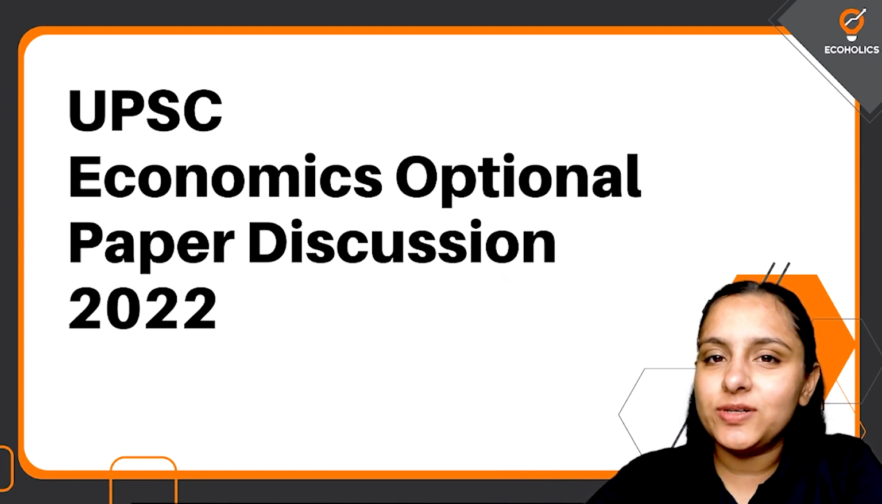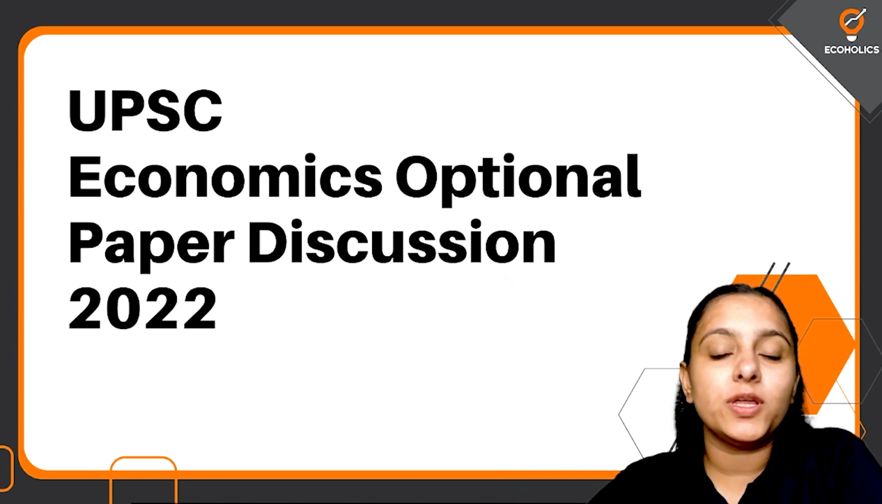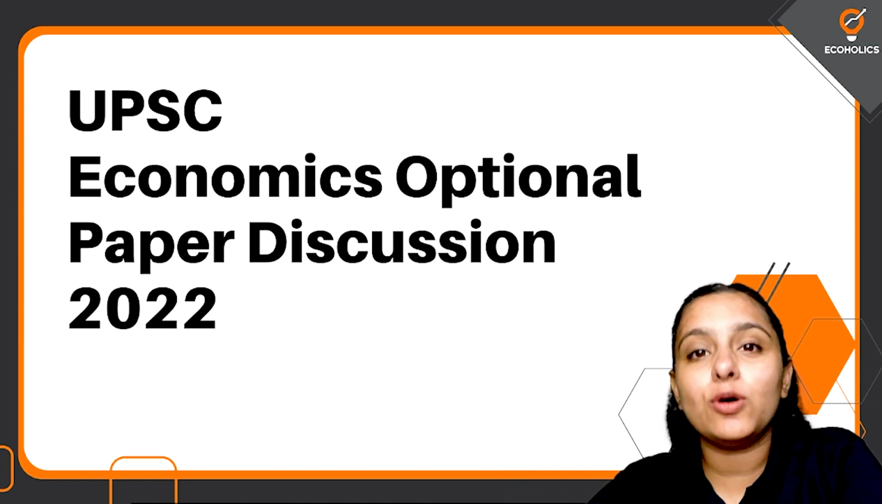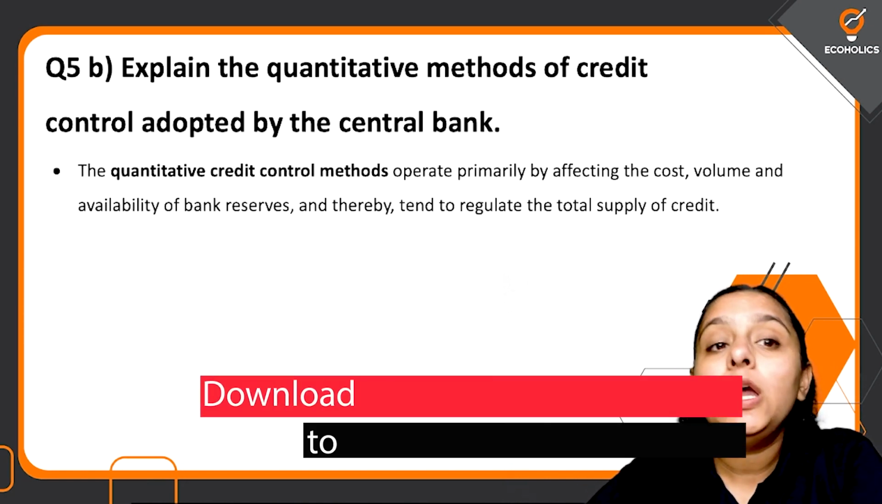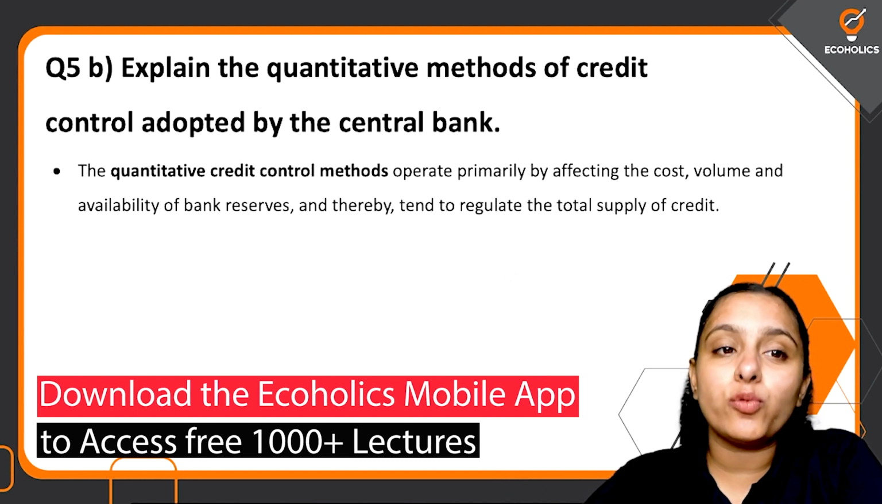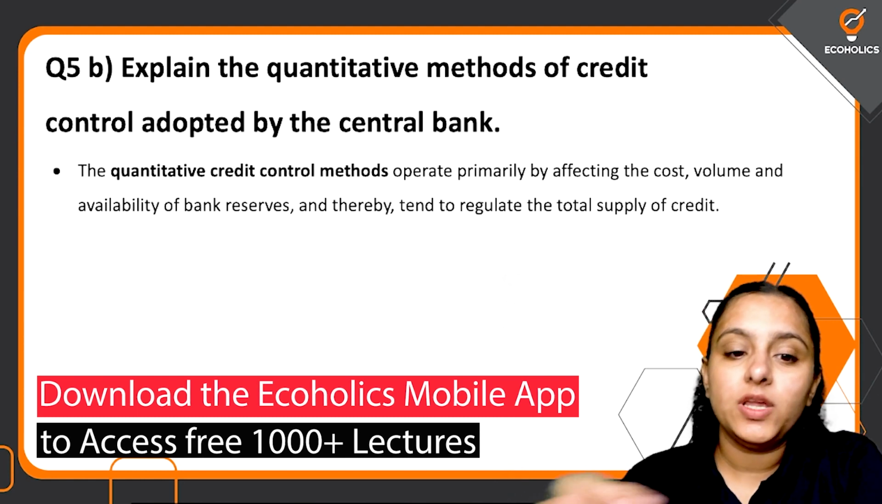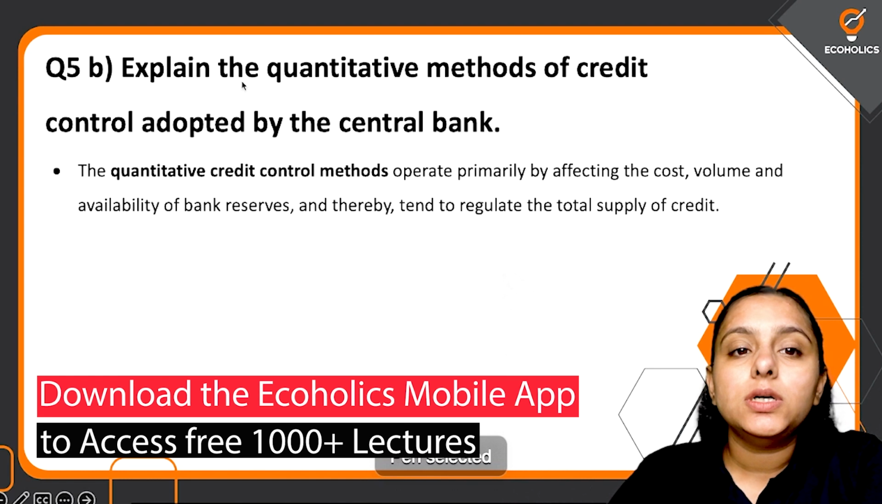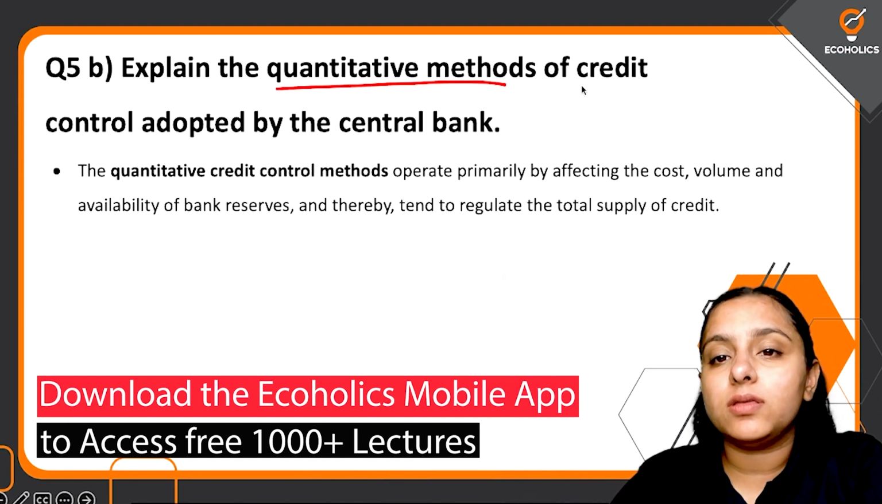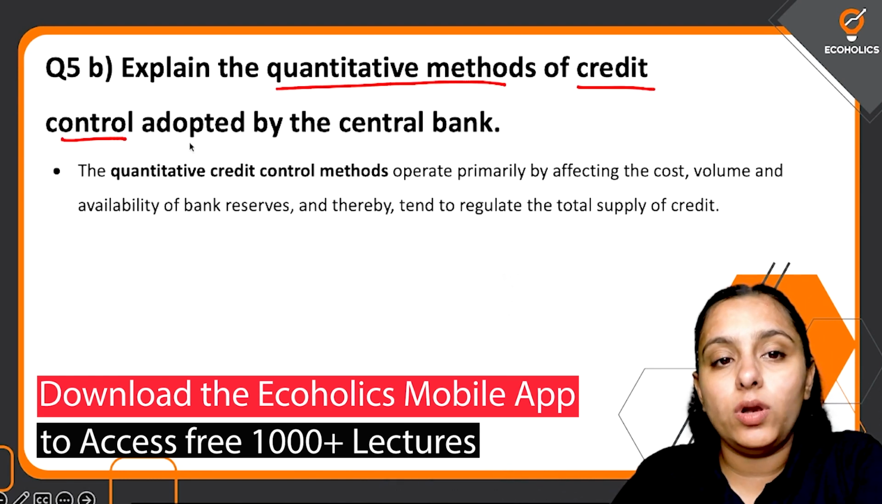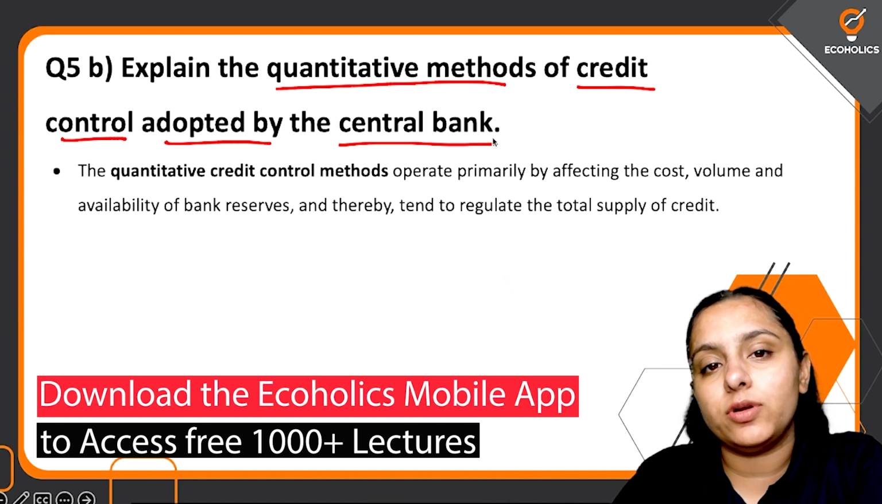So I'm going to discuss one more question from the economics optional paper of 2022. The question number is question 5 part B. The question talks about the quantitative methods of credit control adopted by the central bank.